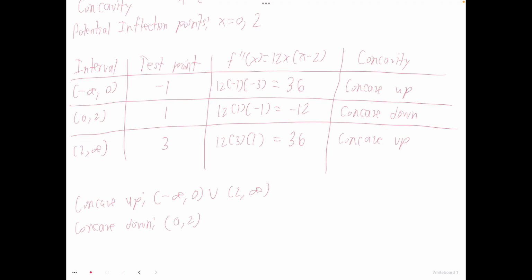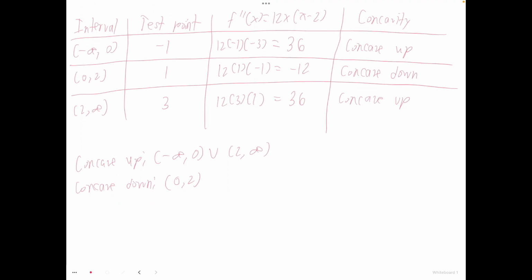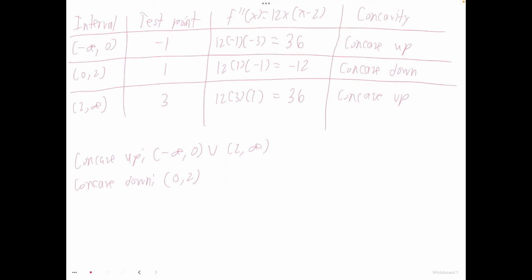So this then tells us our concavity, but what we cared about also was inflection points. And so the inflection points are places where we changed directions of concavity. And we did that twice. We're concave up from negative infinity to 0, then we're concave down. So we're going to have an inflection point at 0.